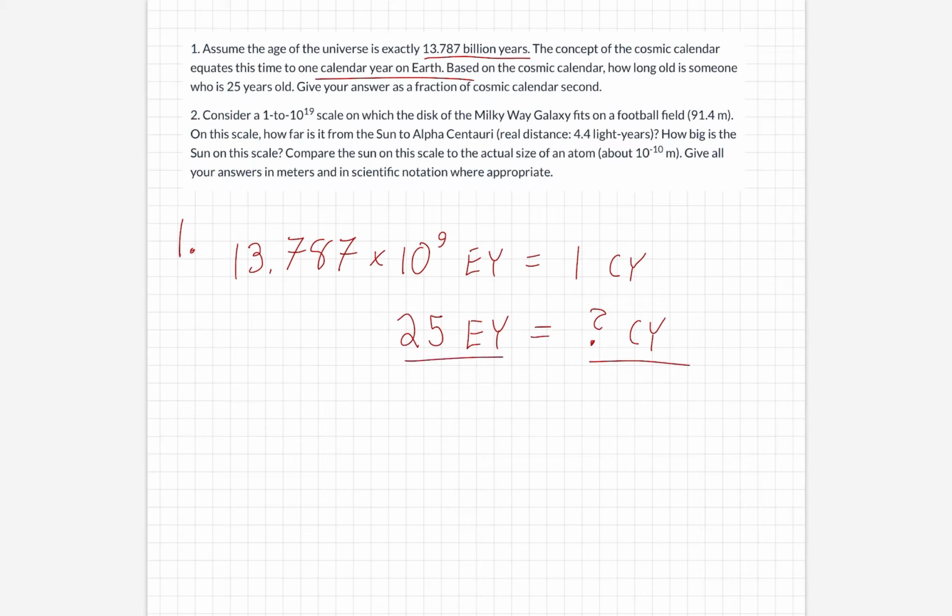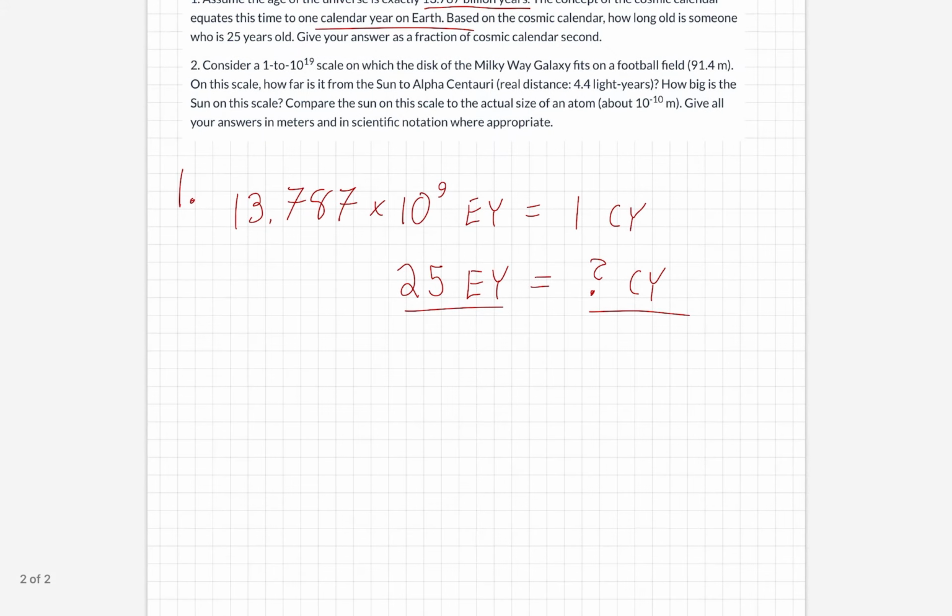Now the answer you should expect is going to be a very small amount of time. And as I say here, give your answer as a fraction of a cosmic second, because you're going to get a very small fraction when you solve for number of cosmic years for 25 Earth years. Okay, but of course you would, because one cosmic year is 13 billion, almost 14 billion Earth years. So just 25 Earth years is a very small fraction of one cosmic year. Okay, all right. So that's the approach. Solve for that fraction, and then you want to convert it over to seconds.